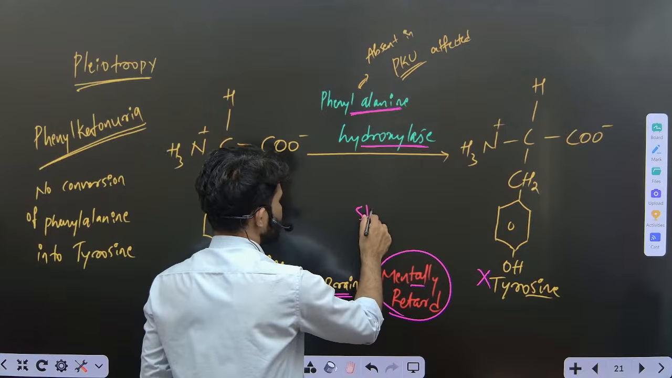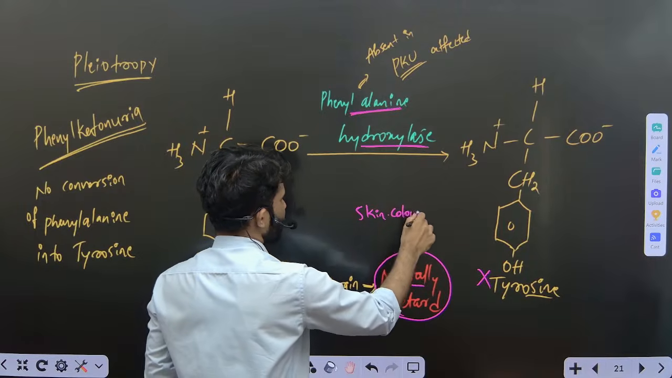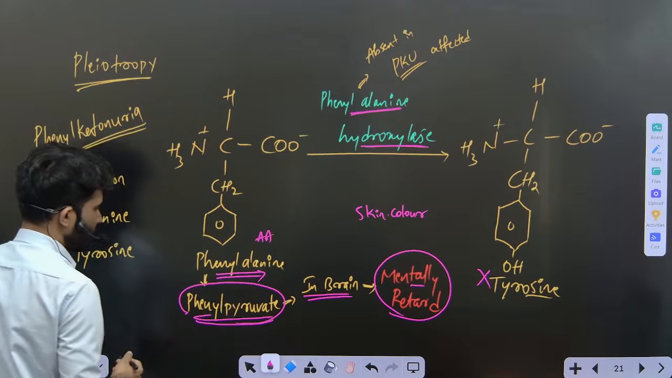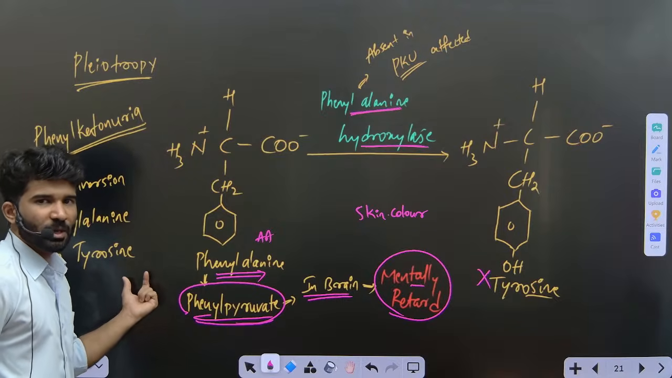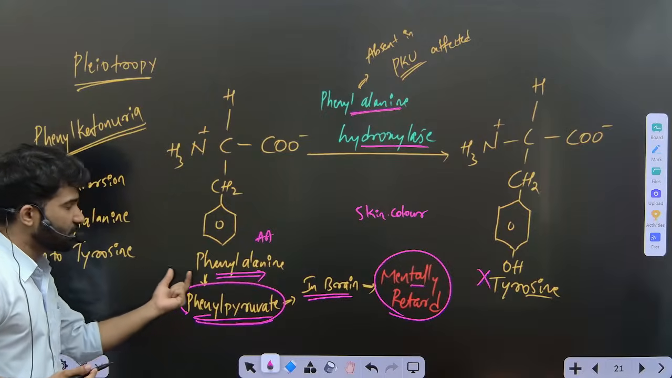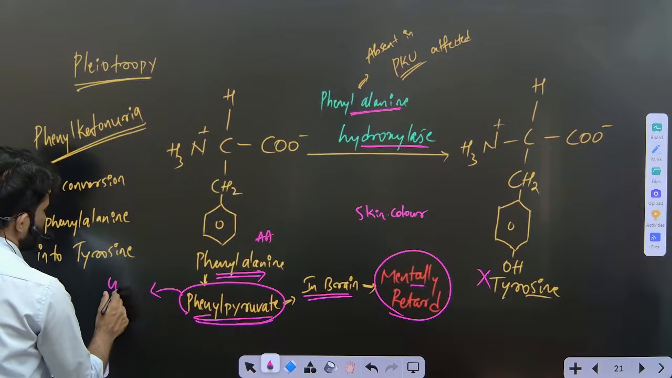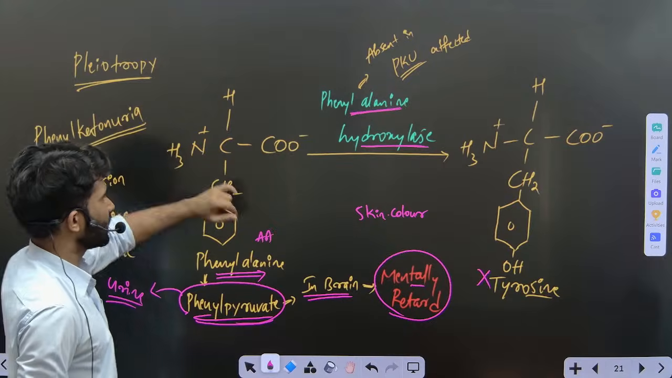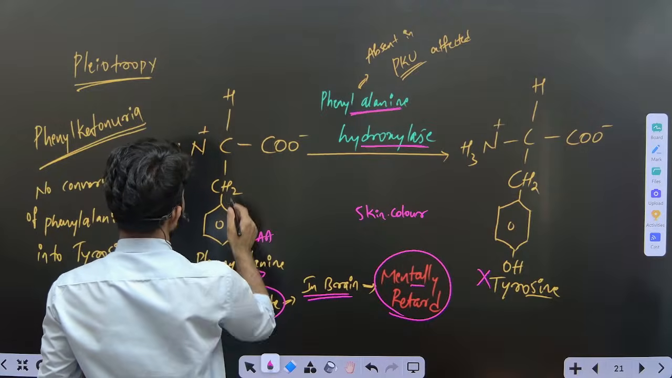Again, here the skin color is affected, and this phenyl pyruvate is not fully absorbed by the body because of poor reabsorption. So it can be excreted. Phenyl pyruvate can be excreted in the urine. That is phenylketonuria. Right. So here is the structure of phenylalanine.